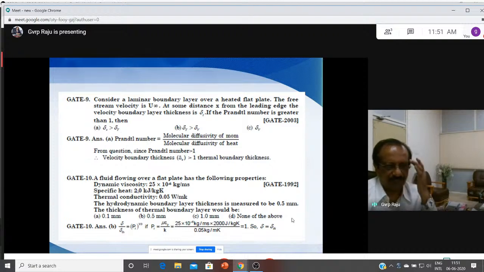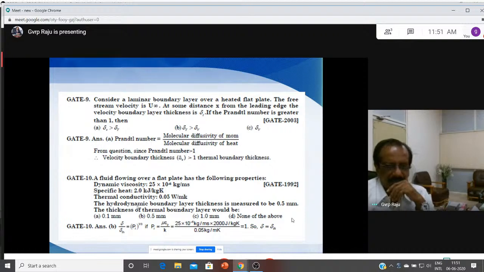And the specific heat is 2.0 kJ, this J represents joules. So this is kg force meters per second square. The unit has not been given properly, but this is kg force meters per second square, kg force second square per meter. Okay. So this is specific heat here, and thermal conductivity is 0.05.